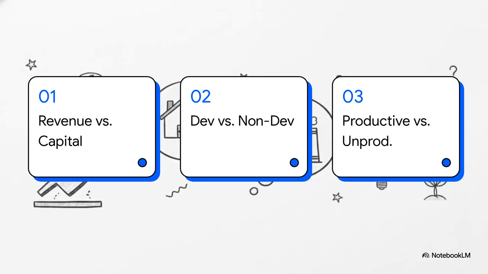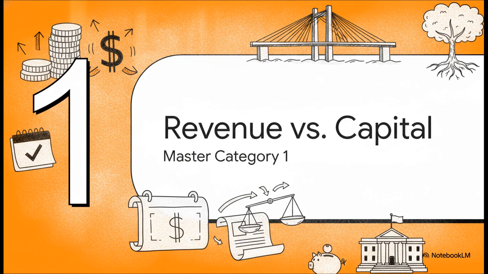So let's map out our journey. We're exploring three master categories today. First, revenue versus capital expenditure. Second, developmental versus non-developmental. And third, productive versus unproductive. Starting right off with Master Category 1, revenue versus capital expenditure.